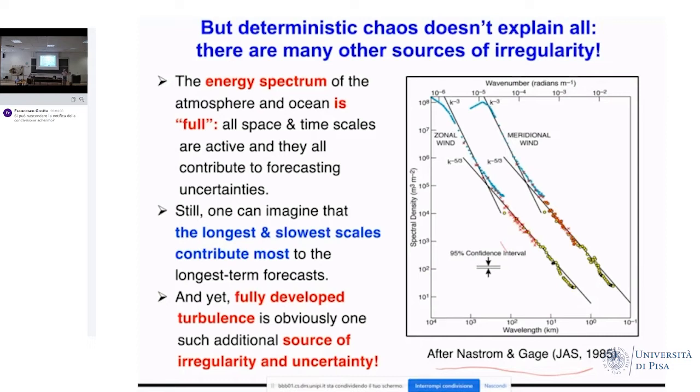where you can think of three-dimensional turbulence. That's the thing that you normally worry about, the turbulence of Kolmogorov, the minus 5/3 law, etc. In the atmosphere there's some sort of smooth transition between the two, but that's basically what is going on. So the idea is that one can imagine that the longest or slowest scales contribute most to the longest-term forecast, and yet fully developed turbulence is obviously one such additional source of irregularity. So, next one.